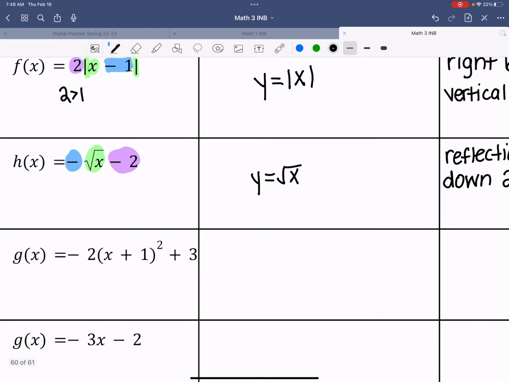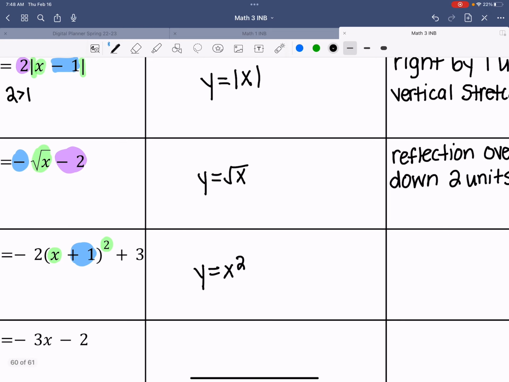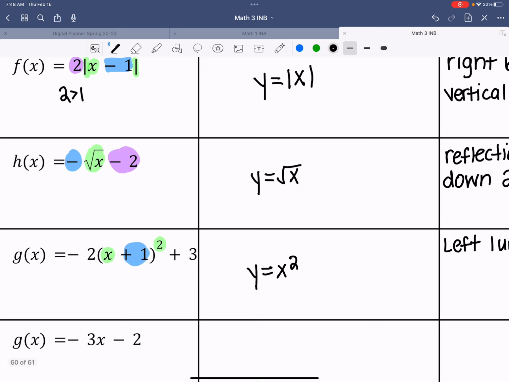All right, so for our next one, there's quite a few transformations here, but our parent function is going to be x squared. So the original is y equals x squared, so the squared function or the quadratic function. So we're going to start on the inside. So in the inside, we got plus 1. So normally we think plus 1 is going to be to the right, but it's the opposite. So this is actually going to be going to the left 1 unit.